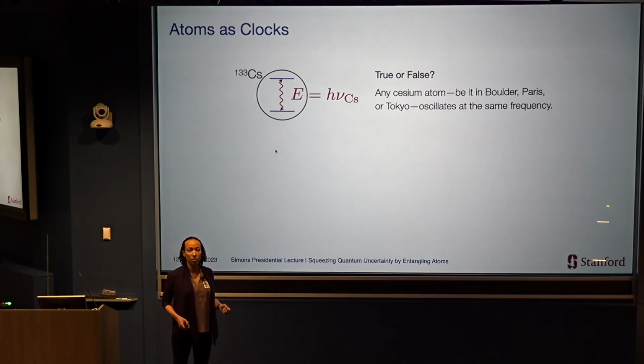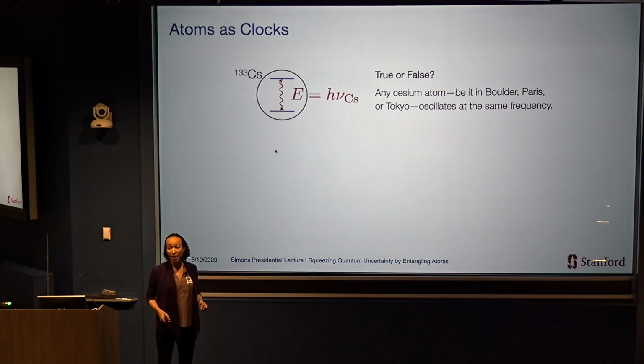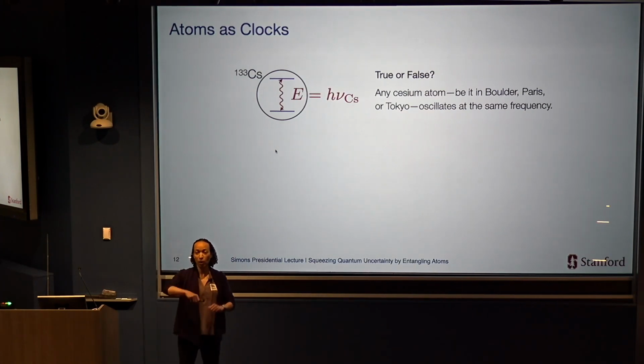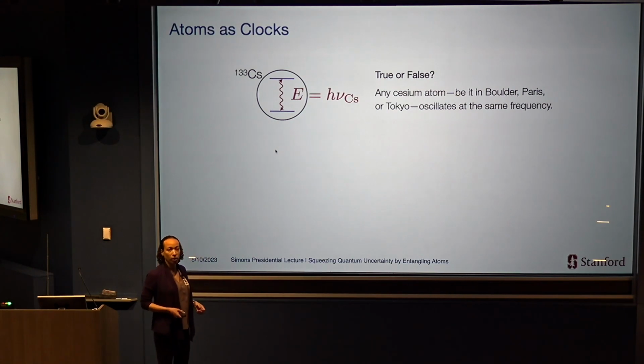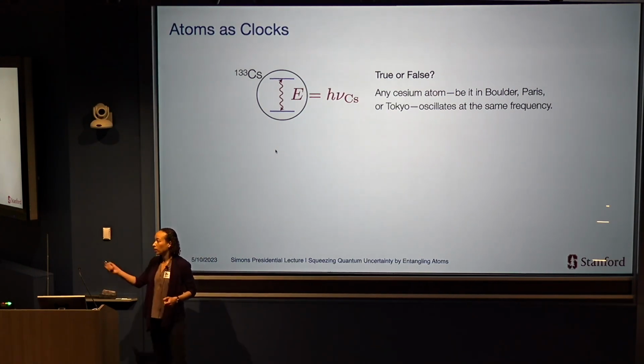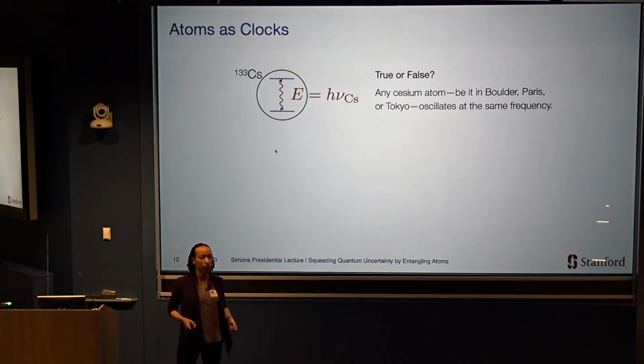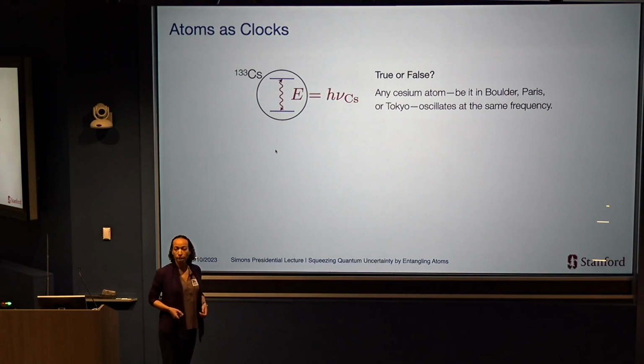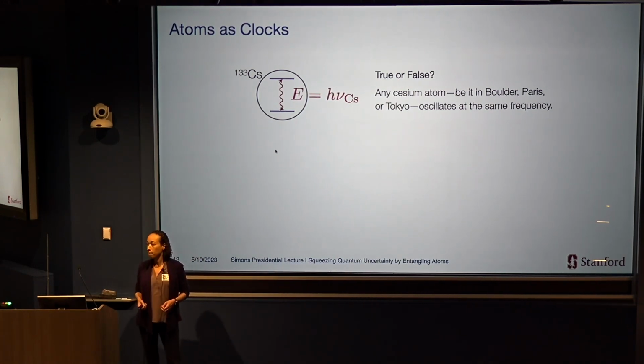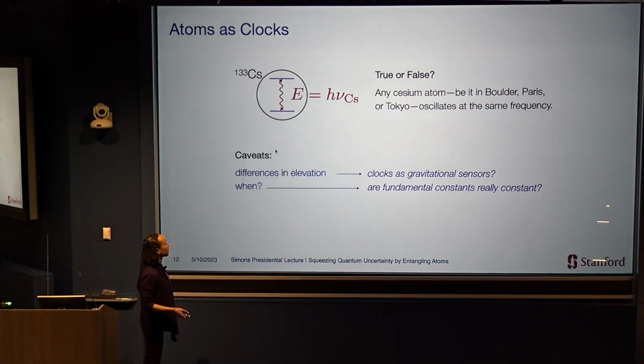No. Oh, I see some people shaking their heads. Why not? OK, good. Yeah, so the height at which I put my clock can affect how fast it ticks. Great. Any other reasons? Motion? Yeah. I can have a Doppler shift. If my atom is moving, that could affect the oscillation frequency that I measure. And the Earth is moving. Good. So there are various things that could perturb the clock.